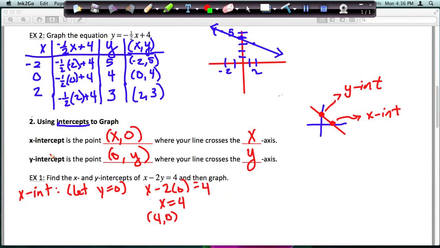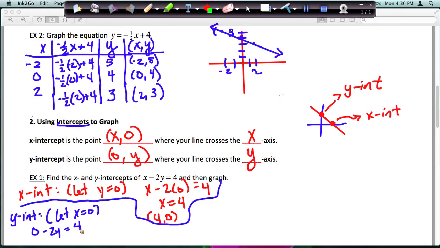Okay, let's see if I can do the y-intercept over here as well. So for the y-intercept, same idea, except in this case, we're going to let x be 0 and solve. So when I let x be 0, I have 0 minus 2y, I'll go ahead and write that, equals 4. Okay. So 0 minus 2y is negative 2y equals 4. And then to get y by itself, I'm going to divide both sides by negative 2. And I get y equals negative 2. So again, this is the point 0, comma, negative 2.